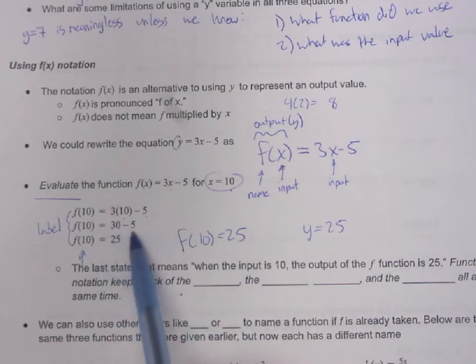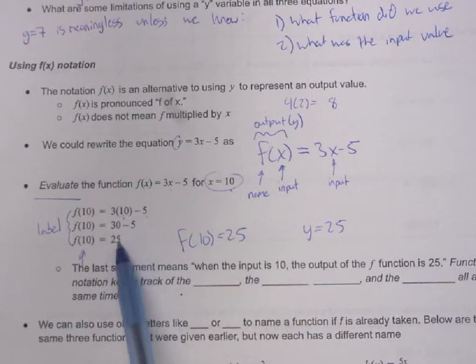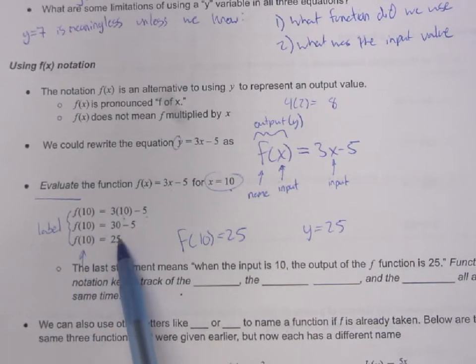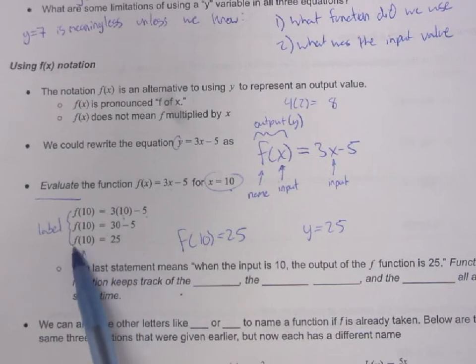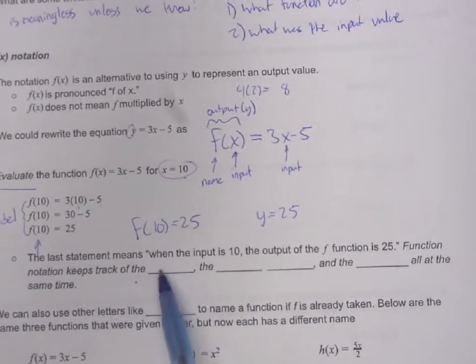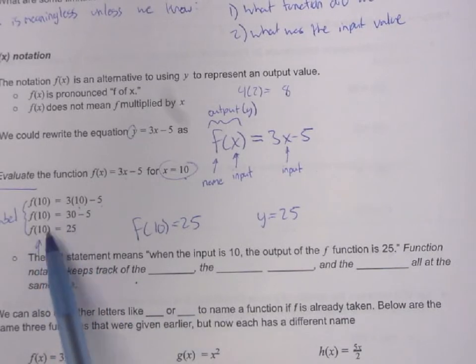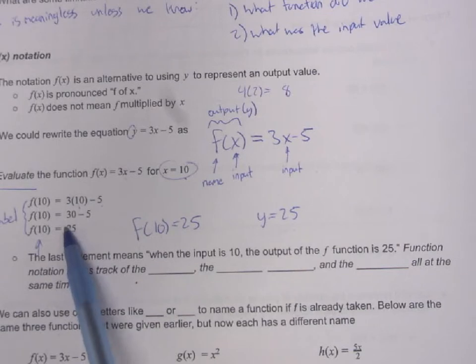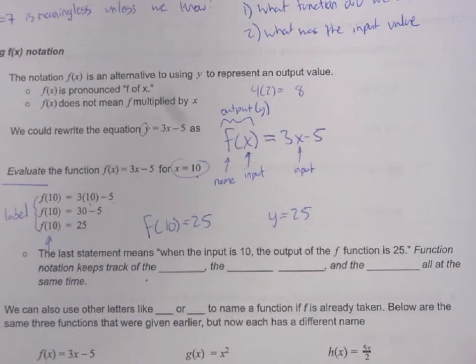When we evaluate this function, you see the 10 there at the beginning? Well, we lose it as we go. We lose track of what it was. That's what the left-hand side's for. We keep track of what the input was the whole entire time. So at the end of the problem, we know this is our answer, this is our output, but the function name is f, and this is what we put in. So the last statement means, when the input is 10, the output of the f function is 25. We can use words to describe that.